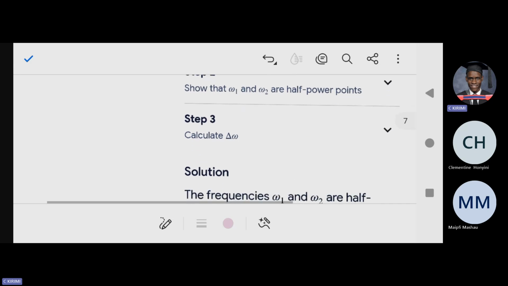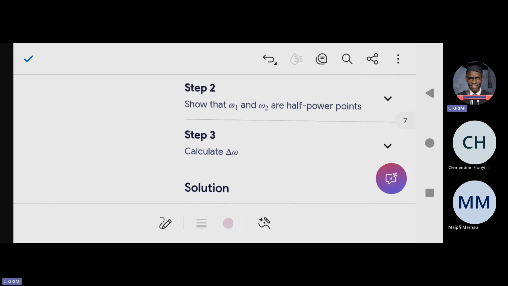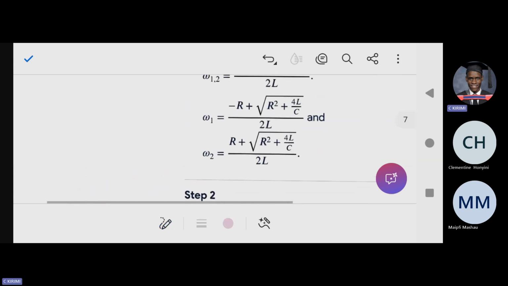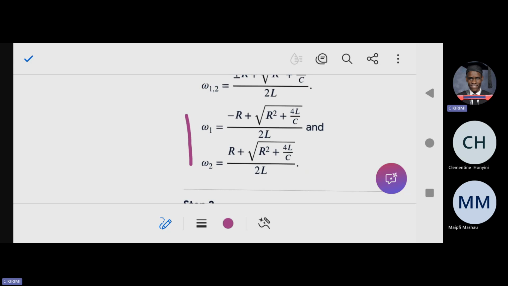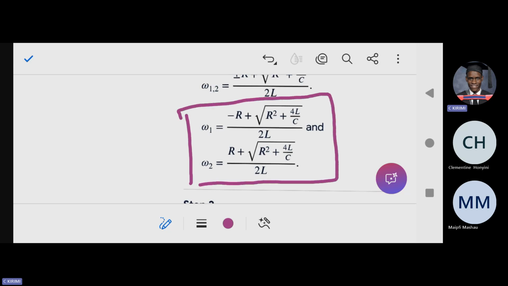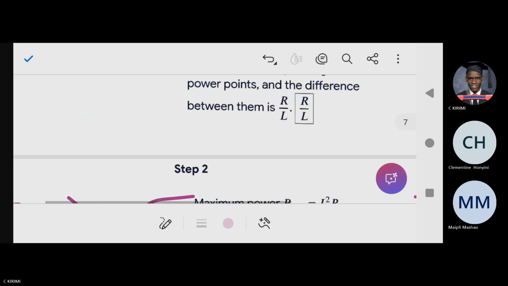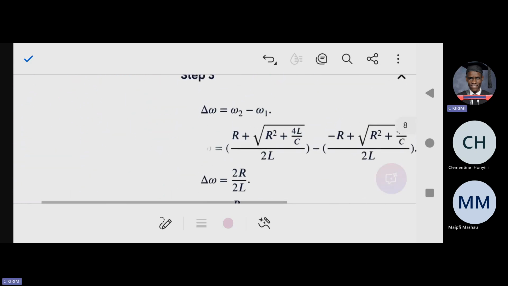So once you are done, we have solved our roots, then you put those roots in the equation. Now we want to solve for the change in omega, which is delta omega, which means we are subtracting omega 2 minus omega 1. We are given our values for omega 2 and omega 1, so we are going to subtract 1 from 2 to get the change in omega. So let's subtract and see what we get.